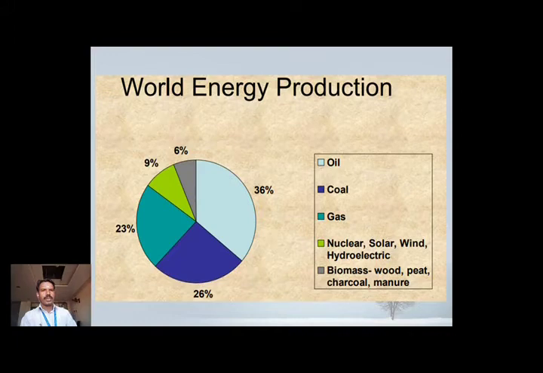Look at world energy production. Oil is 36%. Iran and Iraq have around 10 to 12%. Coal: India is also a leading coal production place. Canada is the first, India is the second, and then gas. Nuclear, solar, wind and hydroelectric account for only 9%, and the remaining is 6%. India is focusing on renewable energy because the availability of coal is decreasing day by day.